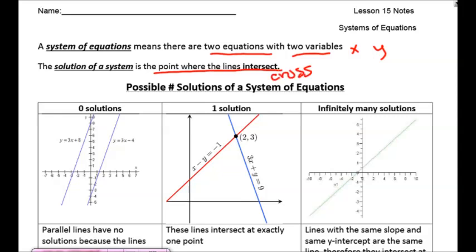Now, looking at this little table down here, there are different possibilities for how many solutions we have. So if your two lines are parallel, meaning they never intersect or they never cross, then you will have 0 solutions because they don't cross. If you have two lines that do cross, you have 1 solution. And sometimes it's possible that we may be graphing the same line right on top of itself. So in that case, technically, all the points on that line are solutions. So we call that infinitely many solutions.